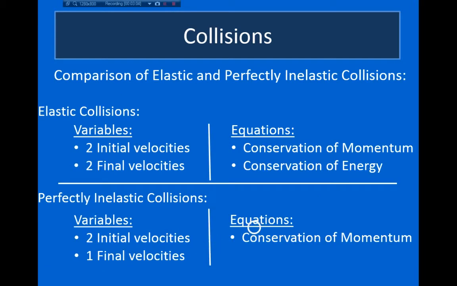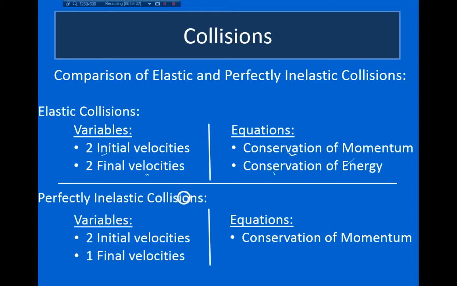So here I just have an overview of the different types of collisions. During an elastic collision, there are four different variables describing the velocities: the two initial velocities and then two final velocities. However, we have two equations that we can use to describe elastic collisions. We have conservation of momentum, and we also have conservation of energy.